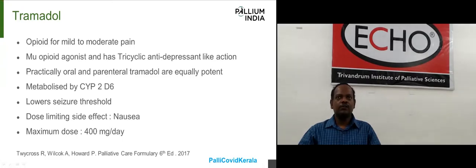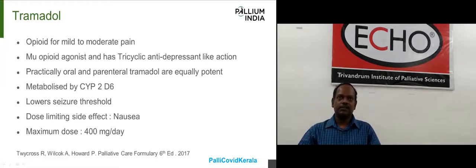Theoretically, oral tramadol is more potent compared to parenteral tramadol because after oral absorption, tramadol undergoes metabolism in the liver by an enzyme called cytochrome P2D6, and tramadol will be converted to O-desmethyl tramadol, which is more potent. But for practical purposes, both oral and parenteral tramadol are considered to be equally potent.